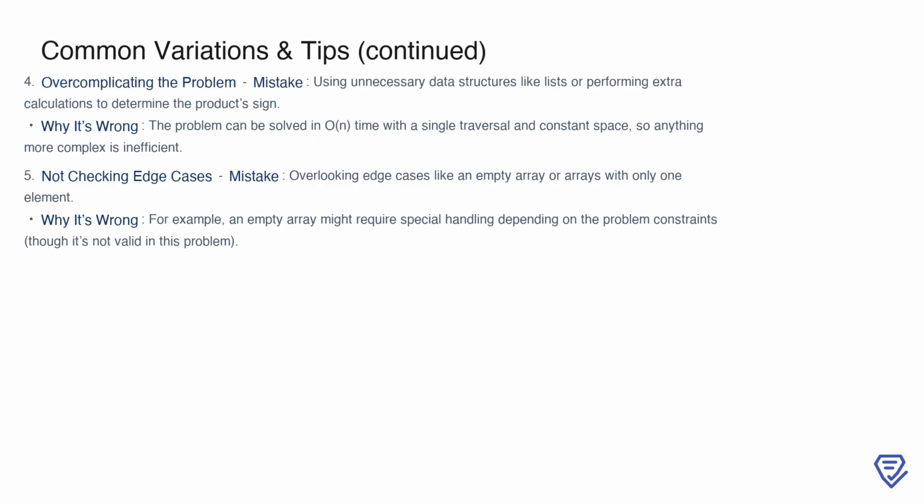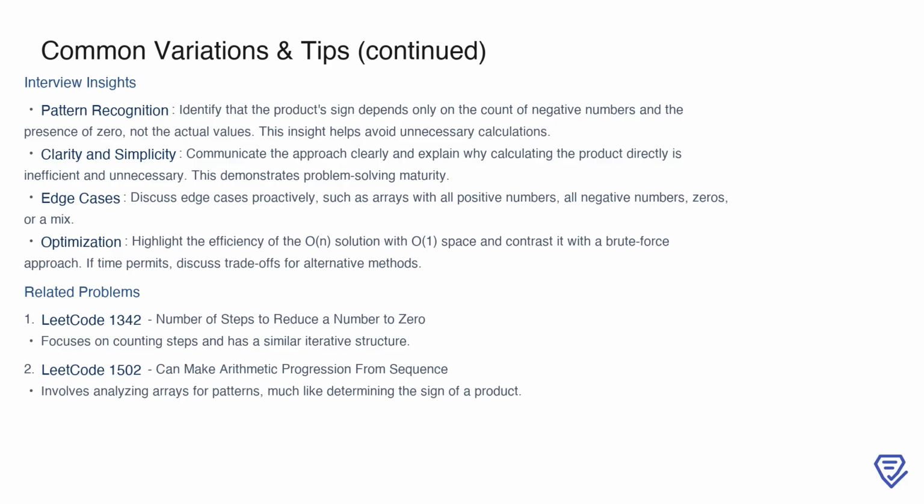For instance, what happens if the array is empty or contains only one element? An empty array might require special handling based on the problem's constraints, though in this case, it's invalid. Arrays with just one element should also be carefully handled, as the solution in this scenario is simply the sign of that single number. When discussing this problem in an interview, there are several key insights you can highlight.